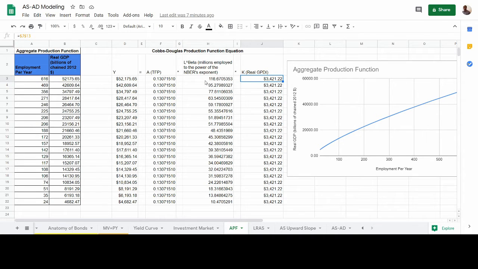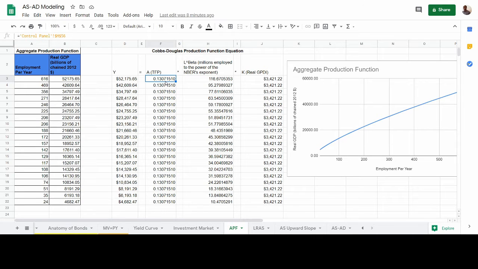There is a column H, for the level of employment in the economy. So this cell basically takes the level of employment from column A and multiplies it times an exponent that is effectively trying to estimate the share of output in an economy attributable to employment. So in this case, the exponent is 0.74, and multiplying the level of employment in the economy by this exponent gives us a value that takes the place of our labor.